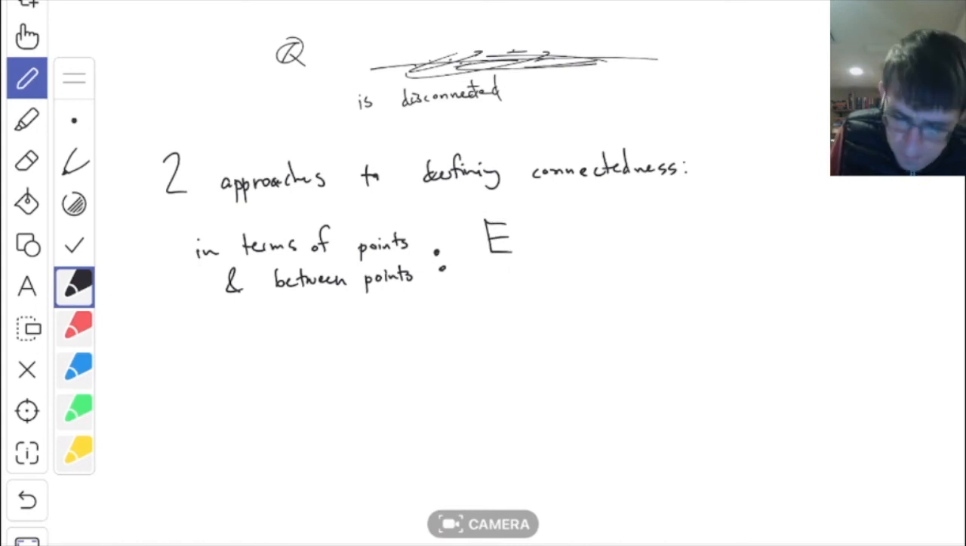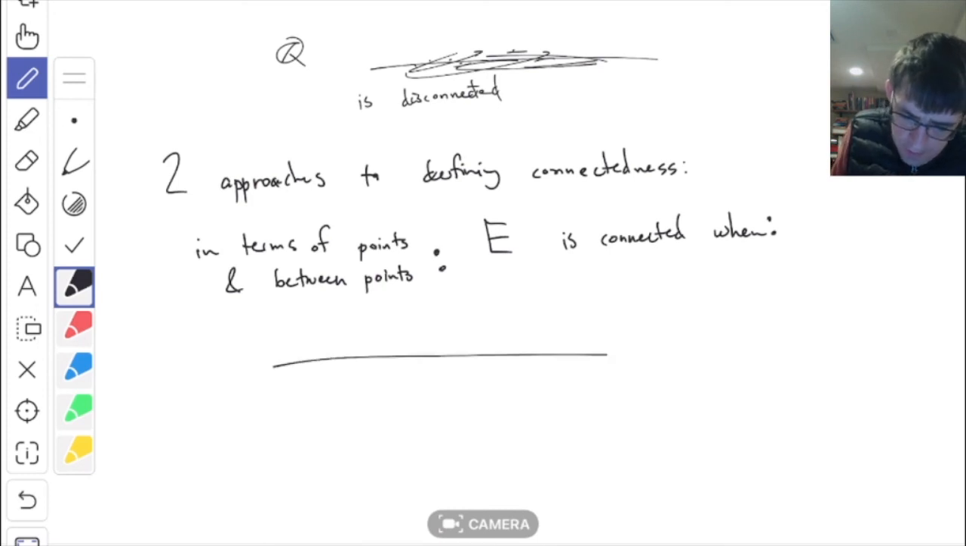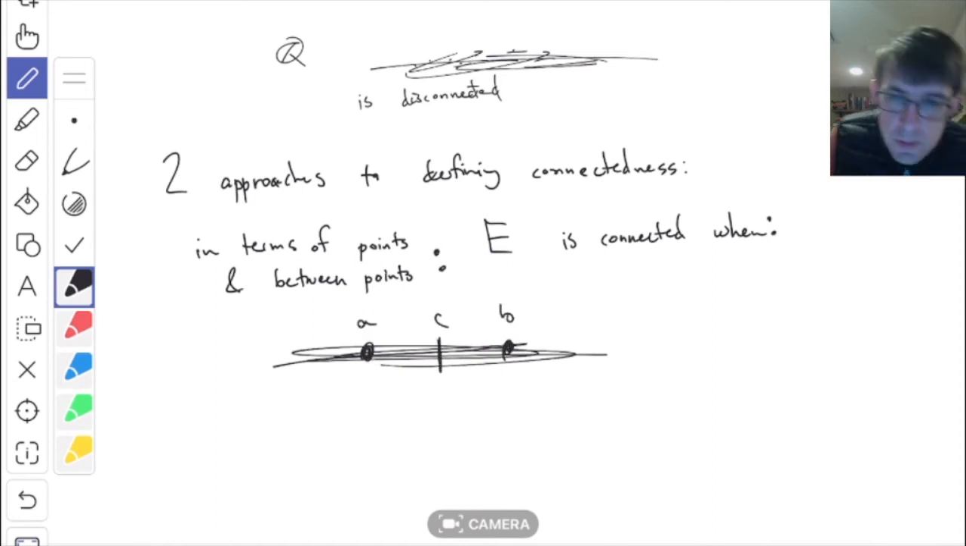This one says that for some set, in our book they use the letter E for a connected set, E is connected when, the idea here is, if I have two points that are in the set, A and B, and another point C, which is in between, then C is also in the set. So one way of thinking about connectedness is whenever you have two points in the set, every point in between is also in the set, which means this set on its inside never has a gap or a break in it.